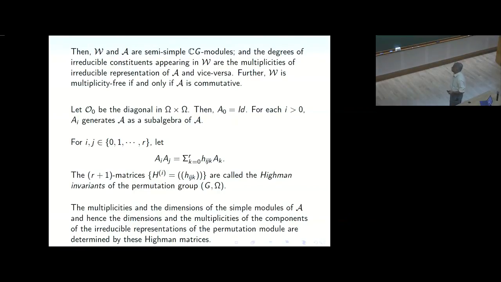Okay, so in this algebra, you could calculate something called Higman's invariants, which are just the coefficients that appear in these products: A_i A_j equals the sum of h_ijk A_k. And using these things, you could work out the structure of this algebra.